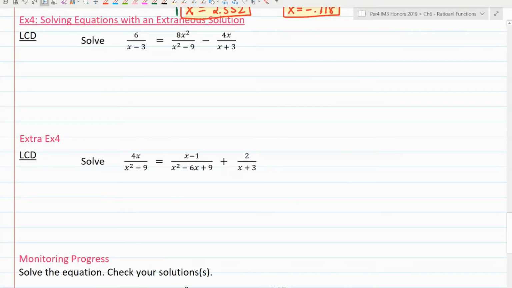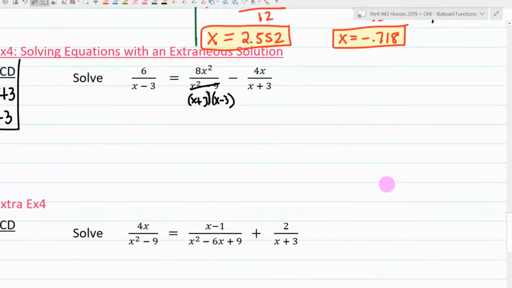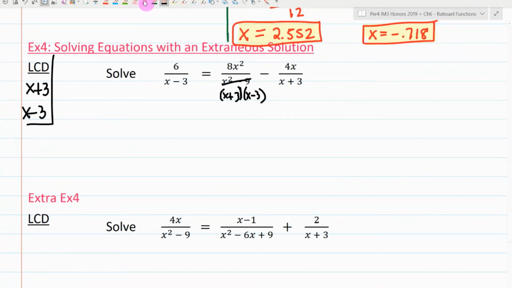Okay, we're going to do 4 more problems. We're going to do example 4, and then we'll do the 2 monitoring progress problems underneath there, and that'll cover chapter 6. This one will cover kind of all of the steps. So first we have to factor the denominator. So this is going to be x plus 3, x minus 3. And then the LCD is also x plus 3, x minus 3. Okay. Now we're going to fraction bomb. So we're going to multiply everything in the problem, which we don't really have a lot of room, but by x plus 3 and x minus 3.